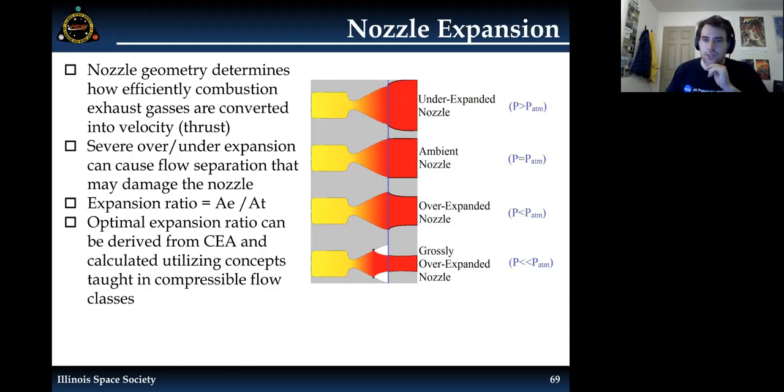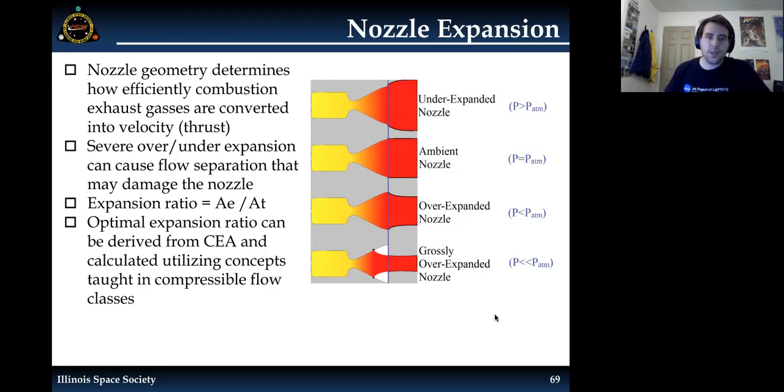When you get pressures that are below atmospheric pressure, you get what's called overexpansion, where your exhaust kind of goes into itself. And if your pressure is too high, you get underexpanded, where the exhaust kind of expands outward, I guess.